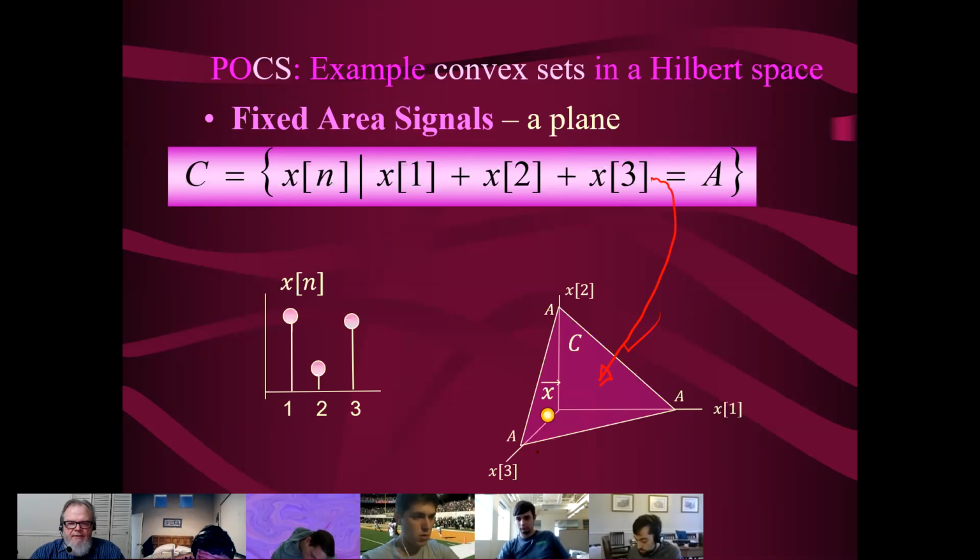You will notice that if x1 and x2 are equal to 0, then x sub 3 has to be equal to a in order to give it an overall area of a, right? In a similar fashion, if x2 and x3 are equal to 0, then x sub 1 has to be equal to a. What's the value right here in the middle?